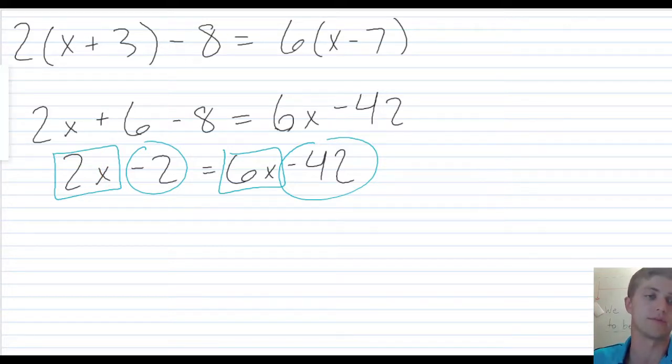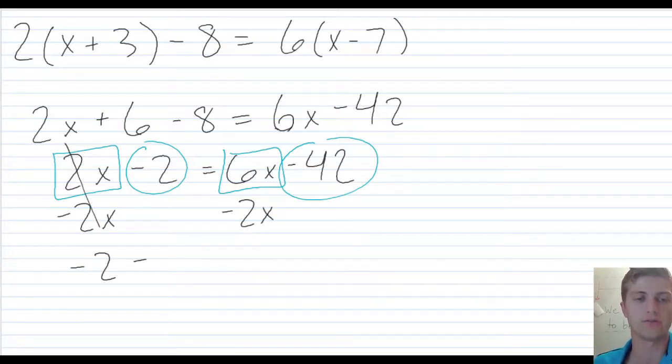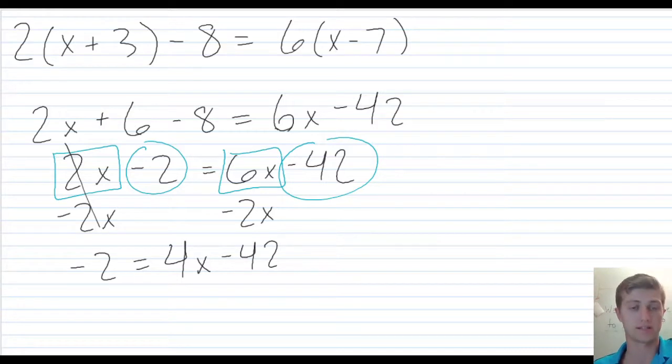To move it, we'll have to subtract it. Minus 2x, what we do to one side, we do to the other. Okay, these things cancel. What are we left with on the left? Negative 2 equals 6x minus 2x gives us 4x's minus 42. And now we're just stuck with a basic problem like the one we started this lesson with.